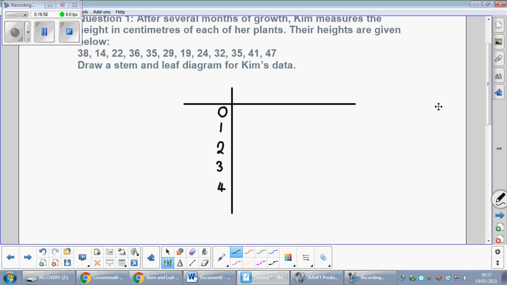So I'm just going to go through the numbers. I'm going to get 38, so that'll be 38. 14 will be 14. 22 will be 22. 36 will be 36. 35 will be 35. 29 will be 29. 19 will be 19. 24 will be 24. 32, we've got a 2 there. 35, we've got a 5 there. 41, we've got a 1 there. And 47, we've got a 7 there. Now that's it unordered.